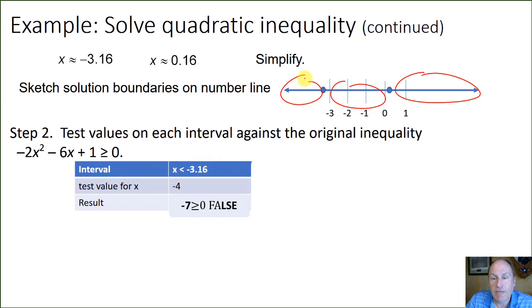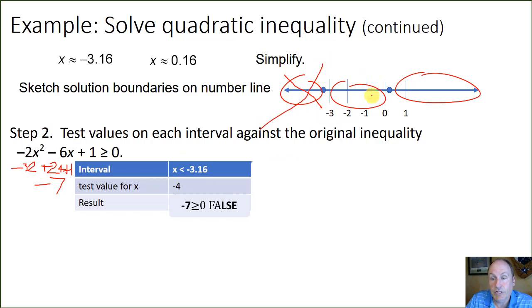First thing we're going to do, we're going to look at this far left interval, x less than negative 3.16. So we'll pick a test value for x. It's got to be to the left of negative 3.16. Negative 4 is a good one to test. When you put negative 4 into this inequality, you've got to be really careful with negative numbers, of course, as always. Over here, you're going to get negative 32 plus 24 plus 1, and that's supposed to be greater than or equal to 0, but it's not, because this is negative 8, this is negative 7. You get negative 7 greater than or equal to 0, which is false. So this region is not part of our solution.